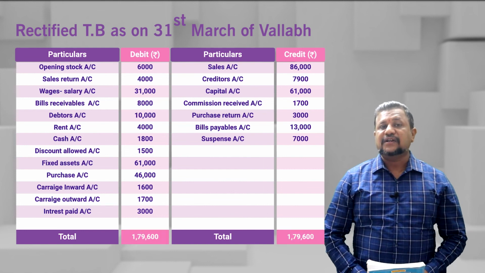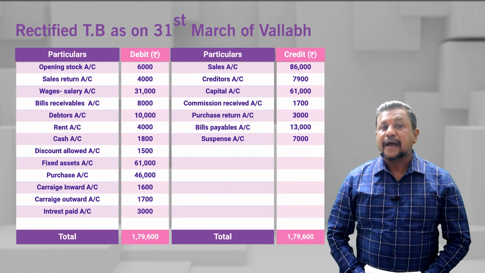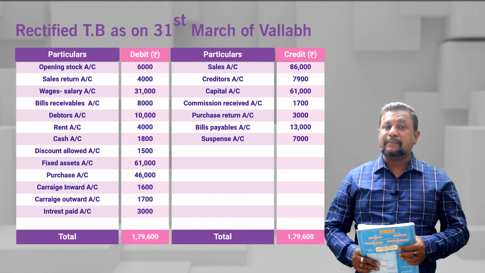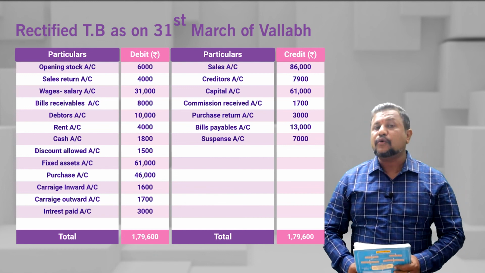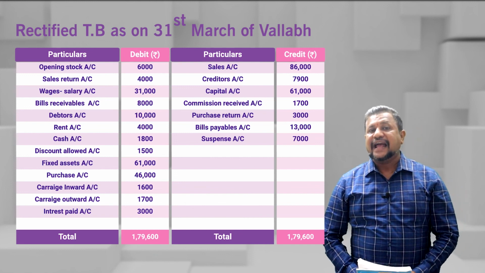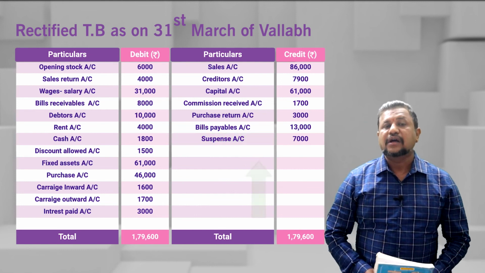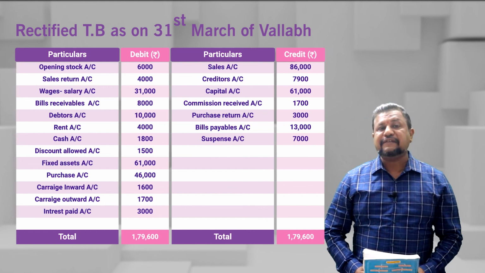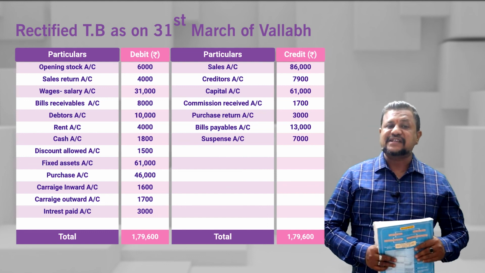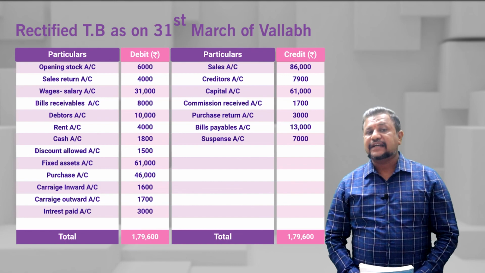So guys, here there is a mathematical error while preparing books of accounts. So we are getting the difference and that difference we are crediting to suspense account. Then when we rectify this error, our suspense account will get closed.